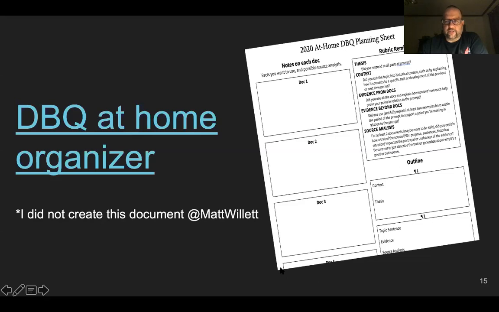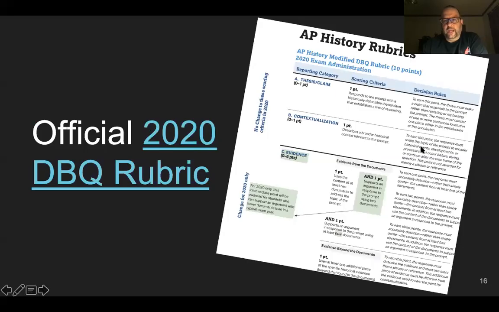So I'm going to get this to you guys because I think this is going to be a very, very helpful tool. The official 2020 DBQ rubric is right here, but you can find that on your AP Classroom account. All you got to do is Google it. Actually, you probably don't even have to log in. You can just Google it, and you can find exactly what they are going to be grading the DBQ on.